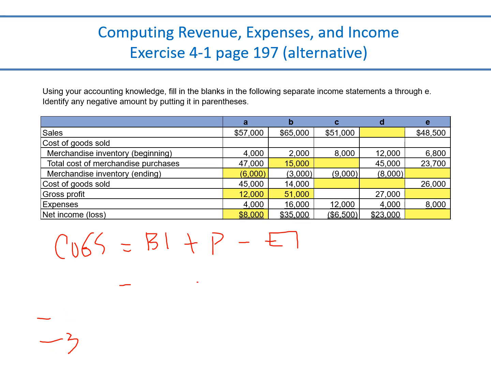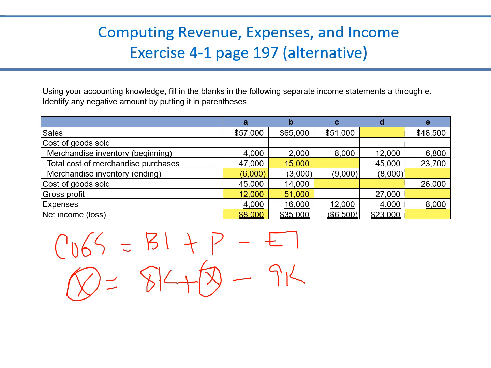Then letter C, we have beginning inventory of 8,000 plus purchases of we don't know minus ending inventory of 9,000. And they're asking us to solve for cost of goods sold. Well, here's the problem. We have two X's, right? So we can do it one of two ways.